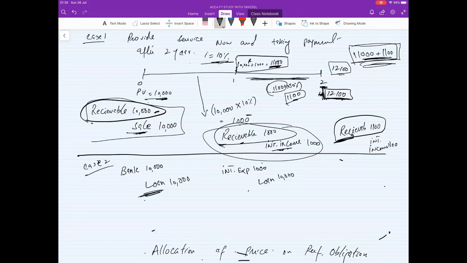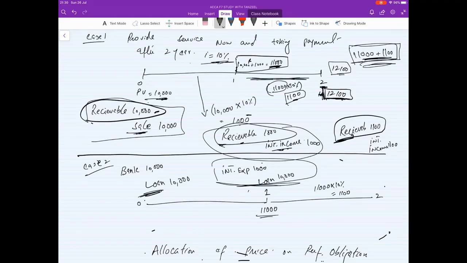By the end of first year, this is 0, this is year 1, and this is year 2. By the end of year 1, the loan value is 11,000, and again I will take 10% on this, which means 1100. So I will increase the loan value like this. Interest expense debit, credit loan. So by the end of year 2 I will have 12,100 loan.